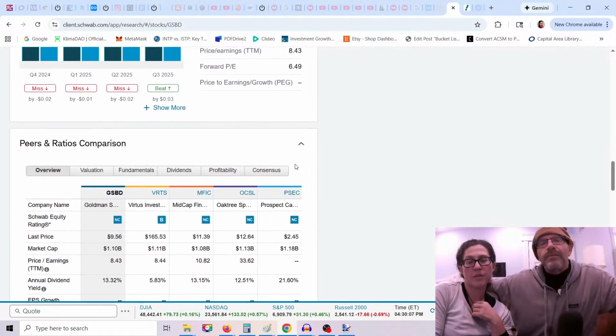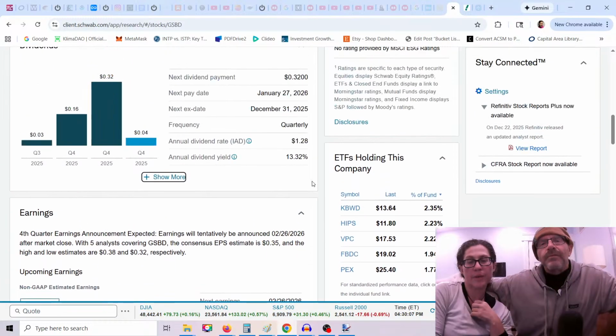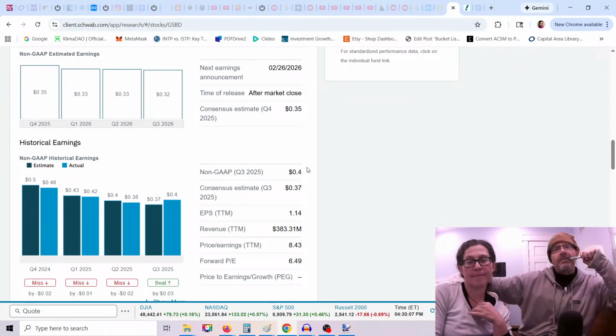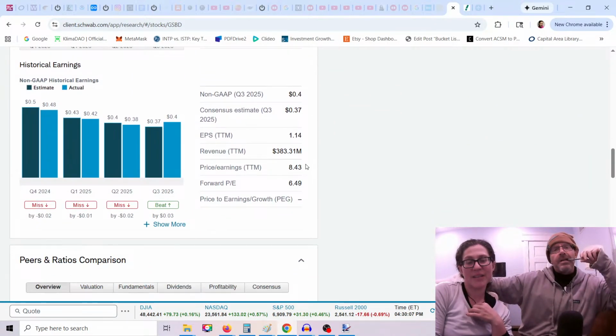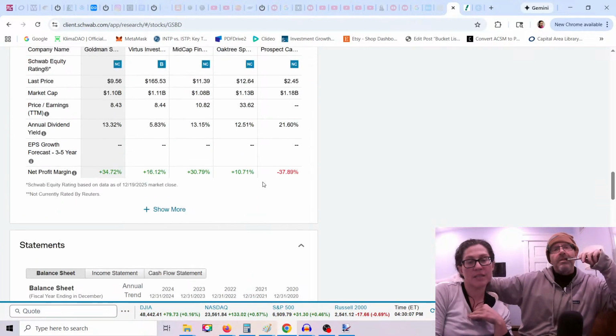Let's see what they got for covering. What are we at here? 40 cents, or 40 GAAP. Where are we at? 32 quarterly. Yeah, so it covers it. I actually really like how this is set up. And PE 6.49. 34% profit margin. Very nice. That one goes on the list.